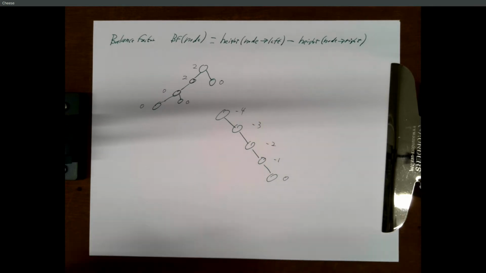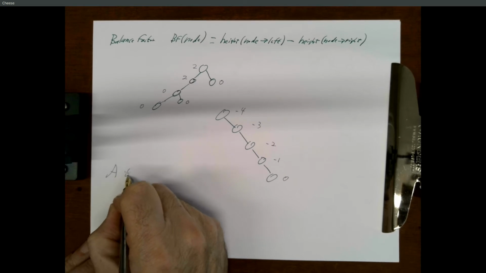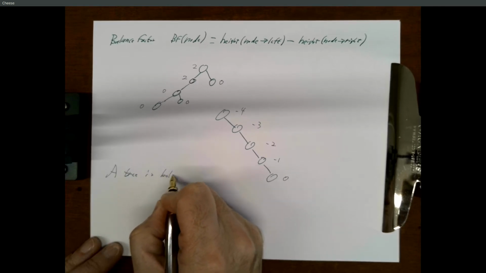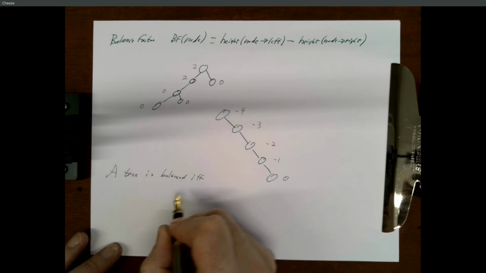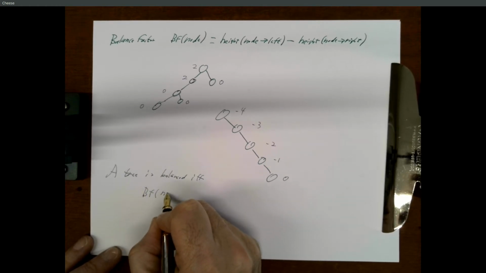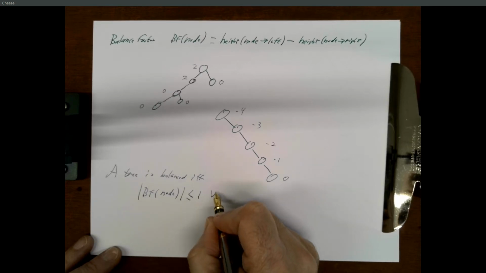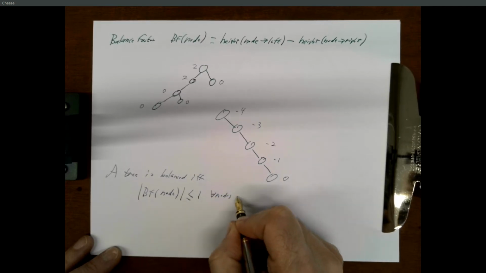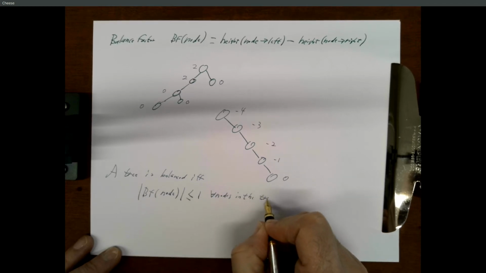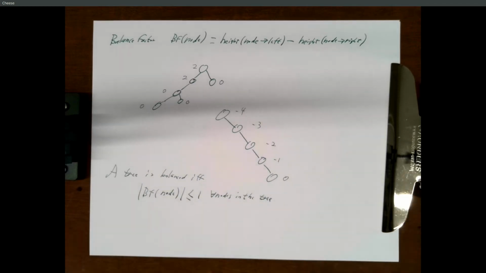So it turns out a tree is balanced if and only if the absolute value of the balance factor is less than or equal to 1 for all nodes in the tree. So if you have a balanced tree, the balance factor everywhere will be 1, 0, or minus 1. And if you find a balance factor bigger than 1 or less than minus 1, your tree is not balanced.